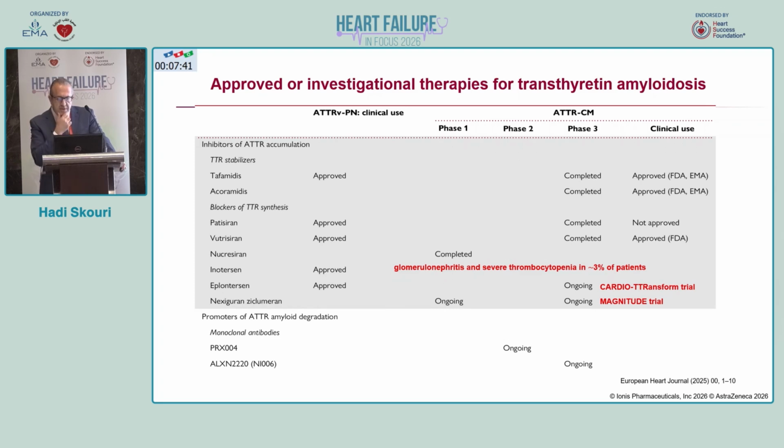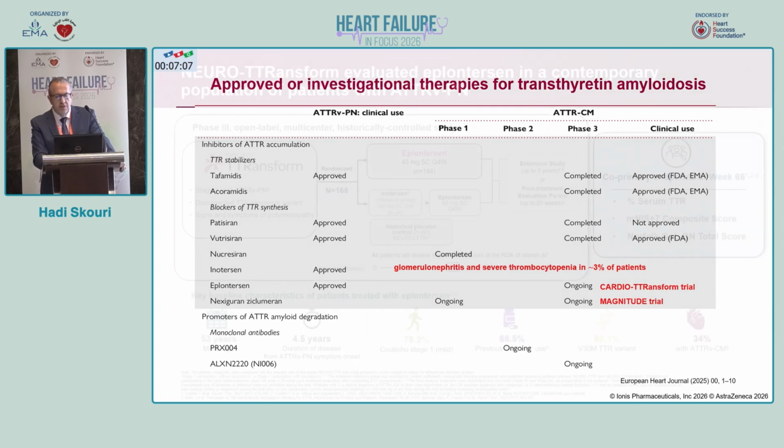Already Dr. Firas has alluded to it well in his lecture, but just to show you that there are multiple approved ATTR polyneuropathy therapies in clinical use. One of them is eplontersen, but also there are ongoing trials in ATTR cardiac amyloidosis, the CARDIO-TTRansform trial, that hopefully will be published next August in the ESC guidelines. So we have some of these treatments that can work on both, but some are only approved in neuropathy.